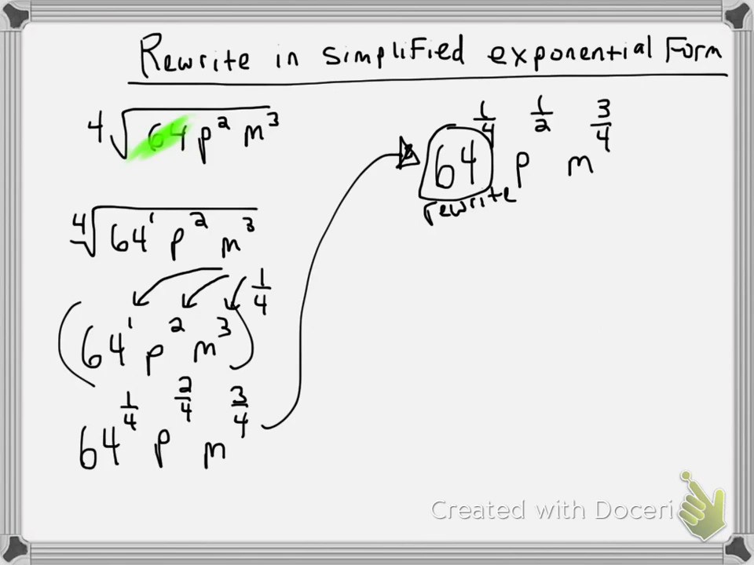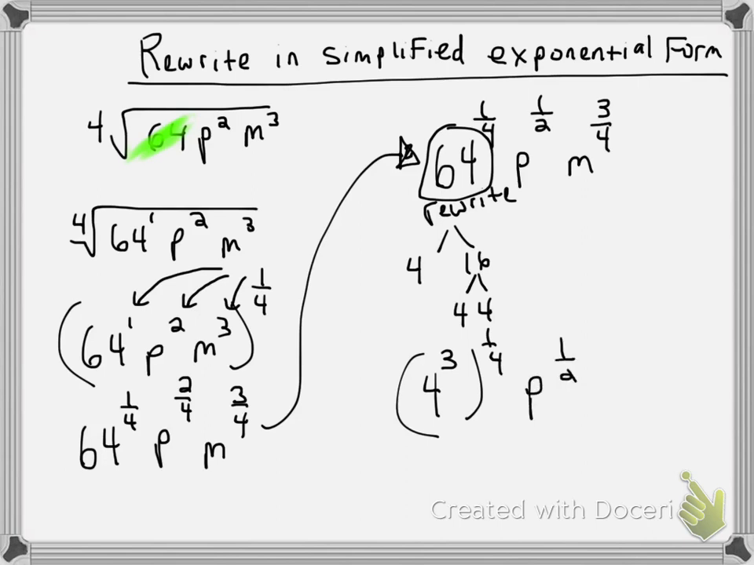Now the one thing that we could also possibly do is try to rewrite 64. What I would try to do with 64 is rewrite it using the same number repeated to itself. So I'm going to go ahead and rewrite 64. I can write that as 4 times 16 and then 4 times 4. So now you can see that we have 3 4s being multiplied. So really 64 can be rewritten as 4 to the third, which is being raised to the 1/4, p to the 1/2, and m to the 3/4.